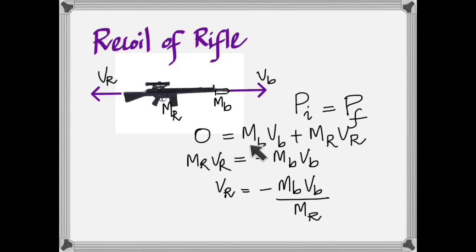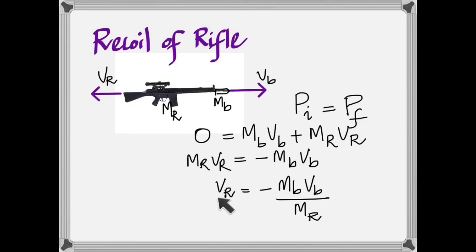And after firing, this is the momentum of the bullet. This is the momentum of the rifle. Right? Simple math shows you that when you rearrange, you're going to get the velocity of the rifle as negative the product of the mass of the bullet and velocity of the bullet divided by the mass of the rifle. What does the negative sign show you? That the rifle is moving backwards, right?